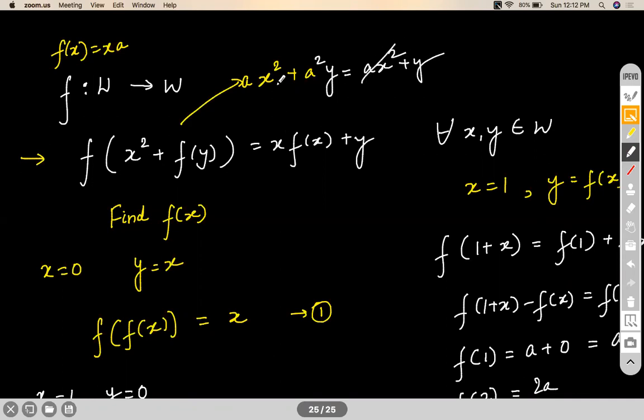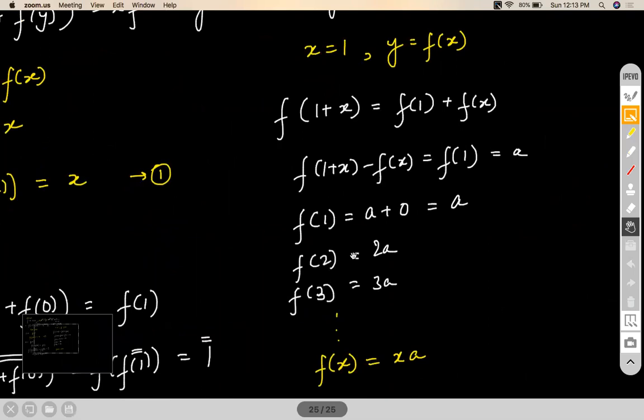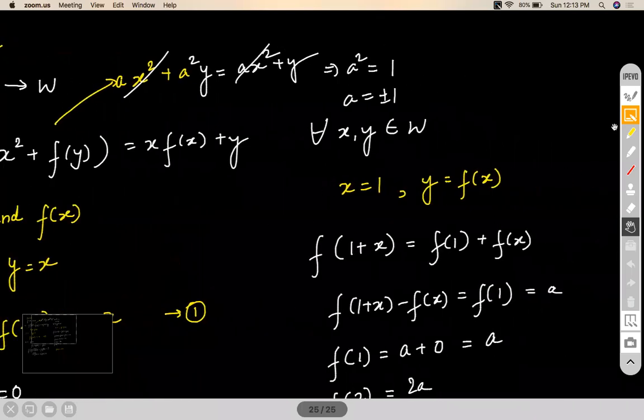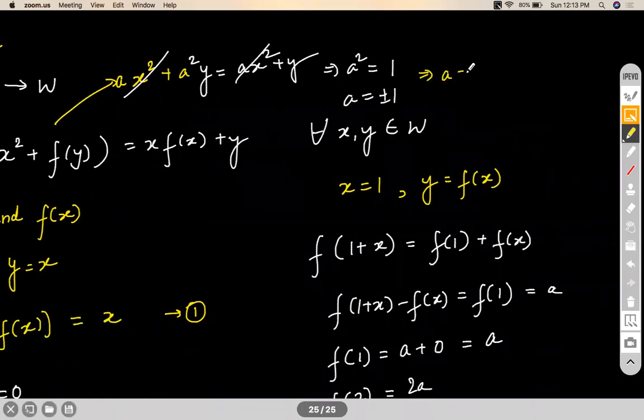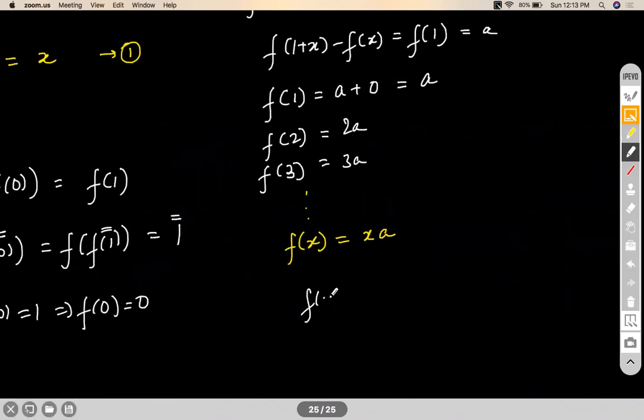If I see this condition, I'll get a square is equal to 1. So my a has to be plus or minus 1. But it cannot be minus 1, because if it is minus 1, f of 2 would have been minus 2, and minus 2 is not allowed in the codomain. So it can only be 1. If it is only 1, your function here would actually be x. This is your answer.